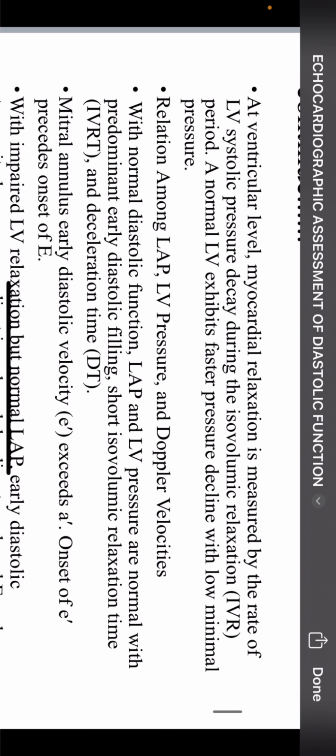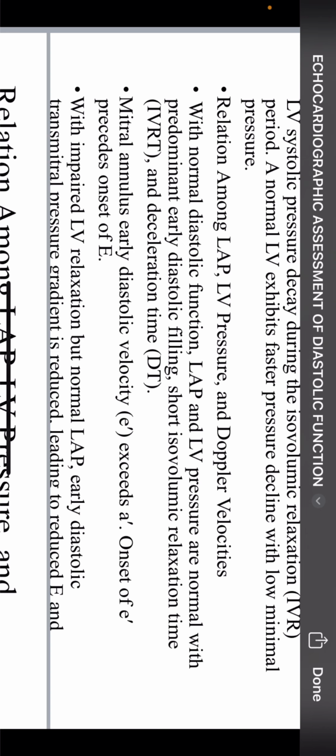Mitral annulus early diastolic velocity, that is E prime, exceeds A prime, that is, E prime is taller than A prime. Now, we are going to put a pulse wave Doppler at the opening of the mitral valve, and then we shall record blood flow velocities during diastole.